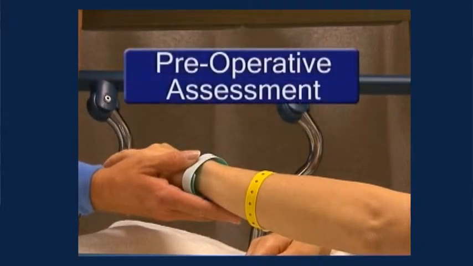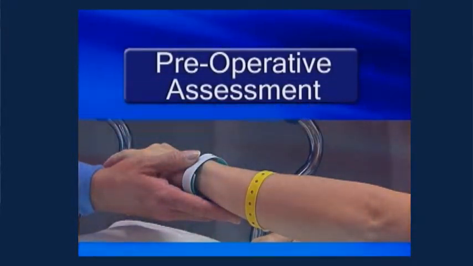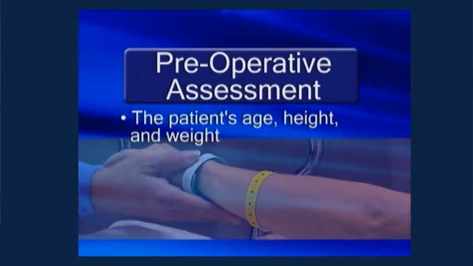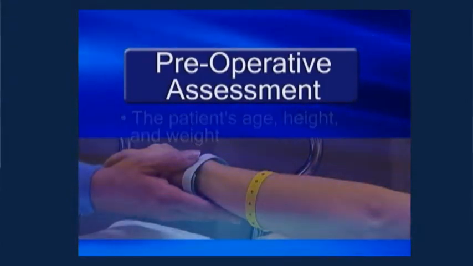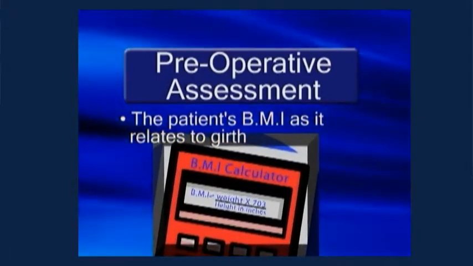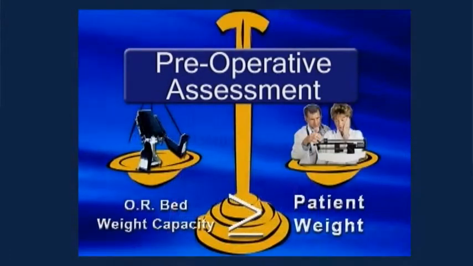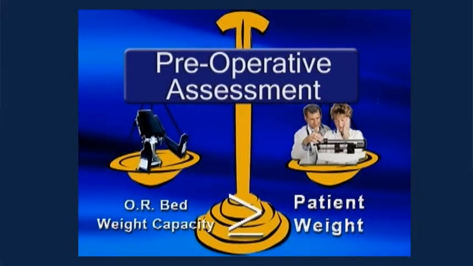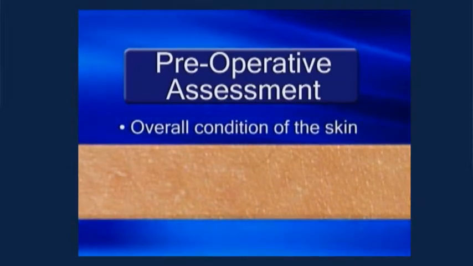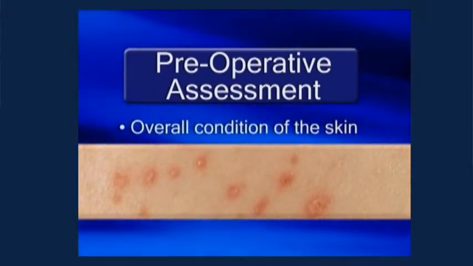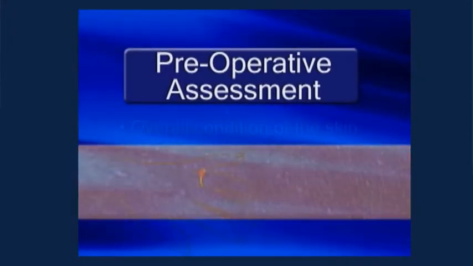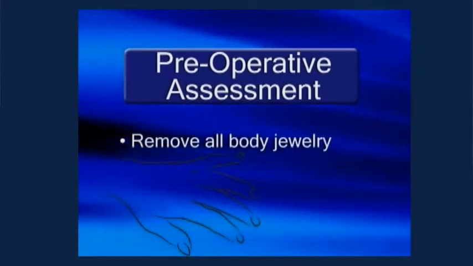The preoperative assessment should include, but not be limited to, the following patient factors: the patient's age, height, and weight, the patient's body mass index as it relates to girth, and the weight capacity of various operating room or procedure beds and positioning devices. The overall condition of the patient's skin. Be sure to assess the condition of the skin on the patient's back, especially for areas of redness and bruising. The presence of body jewelry or piercings.